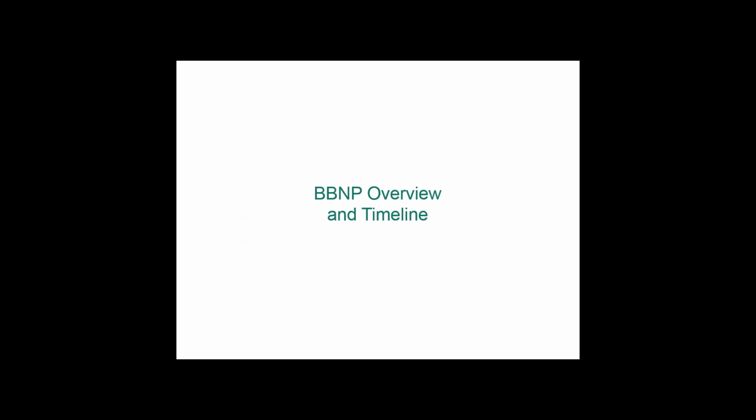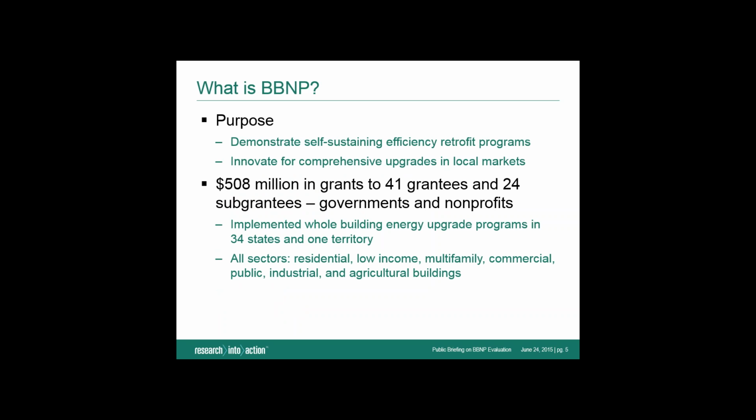So first of all, let me talk about BBNP. What is it? Well, it was to demonstrate self-sustaining efficiency upgrades and to be innovative. These were two key components of the FOA that was promoted for the program. Ultimately, there was $508 million in grants. There were 41 grantees and 24 sub-grantees. There were well over 100 different upgrade programs that were operated by these 41 grantees and their sub-grantees.